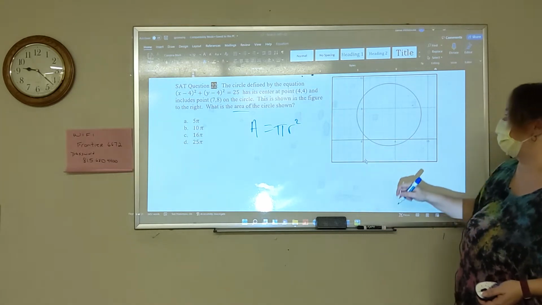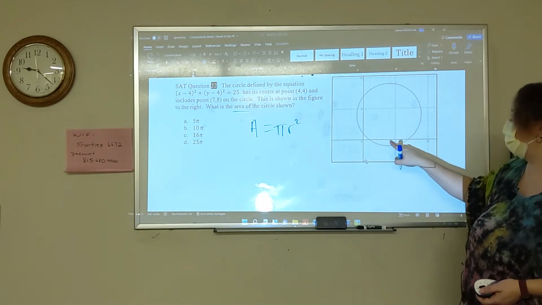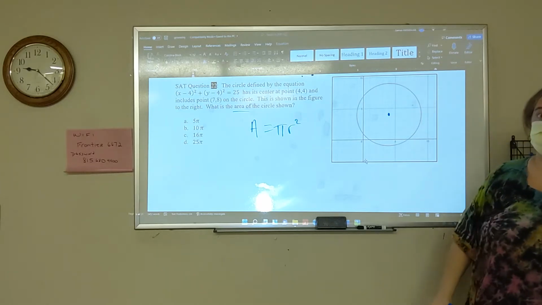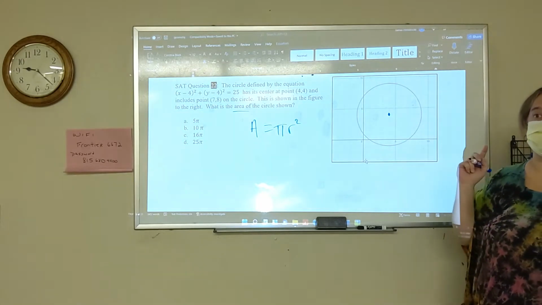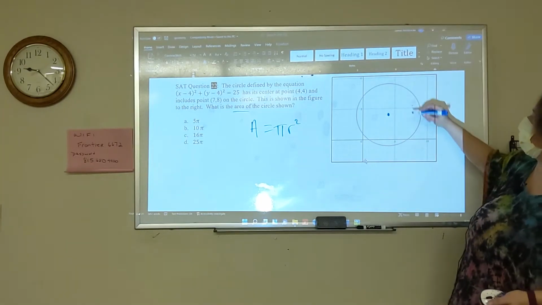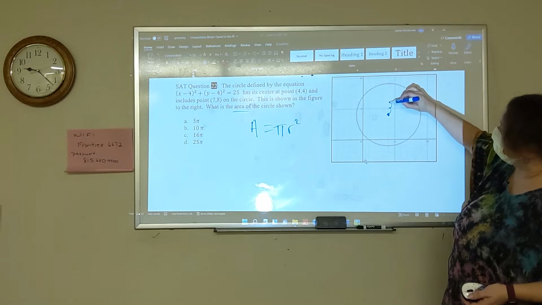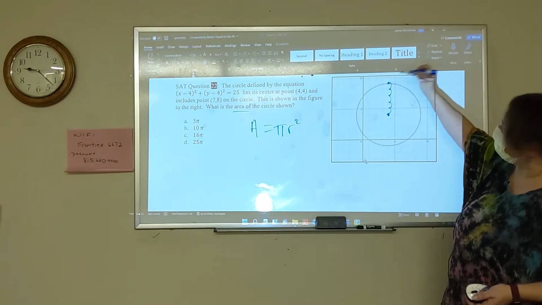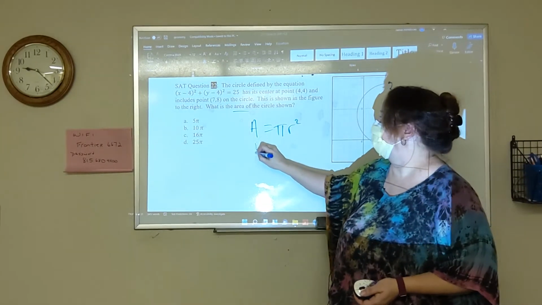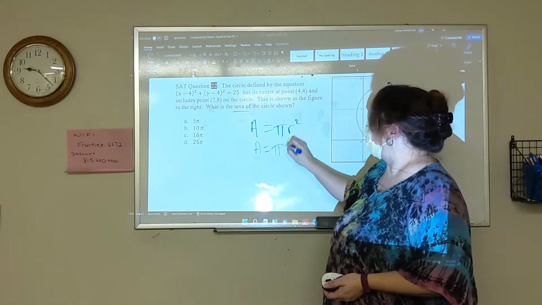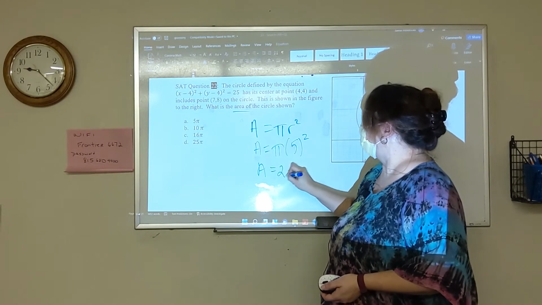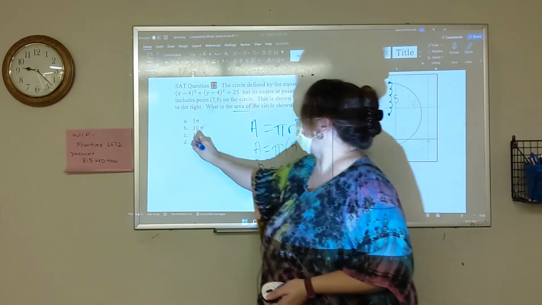The center is at 4, 4. 1, 2, 3, 4. 1, 2, 3, 4. That's right there. And then to get my radius, I'm either going to count straight right, straight left, straight up, or straight down until I hit the edge of the circle. So I'm going to go straight up. 1, 2, 3, 4, 5. Boom. So that's a distance of 5. So my radius is 5. So that's pi times 5 squared, which is 25 pi. And that's my answer.